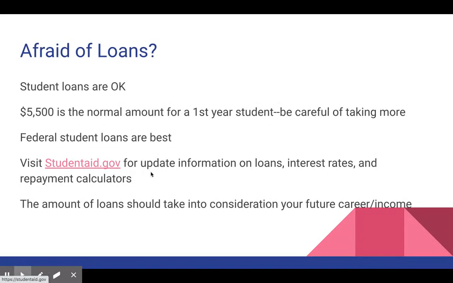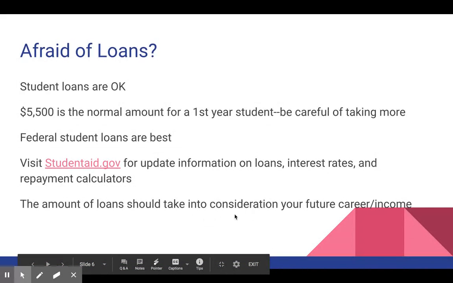This website will give the most up-to-date interest rates on loans. They have loan repayment calculators, and they talk about the different kinds of federal and state student loans so that a student and a family can understand which ones are best. And the amount of loans, like I said, should take into consideration your future career and income.